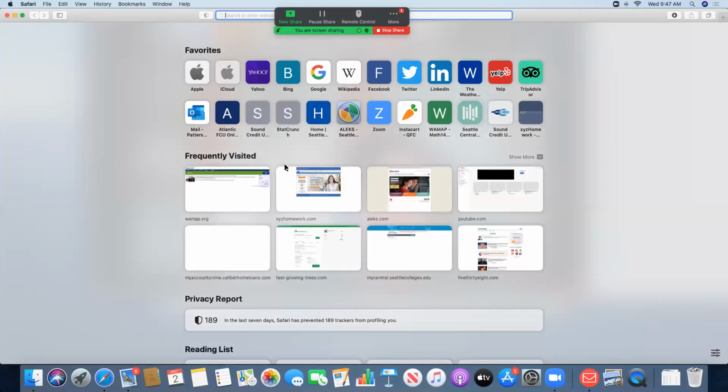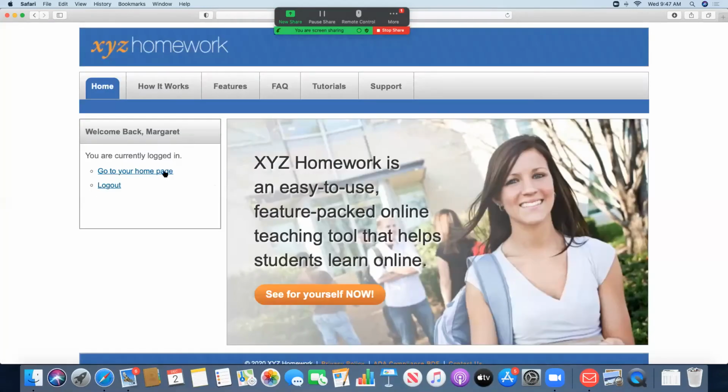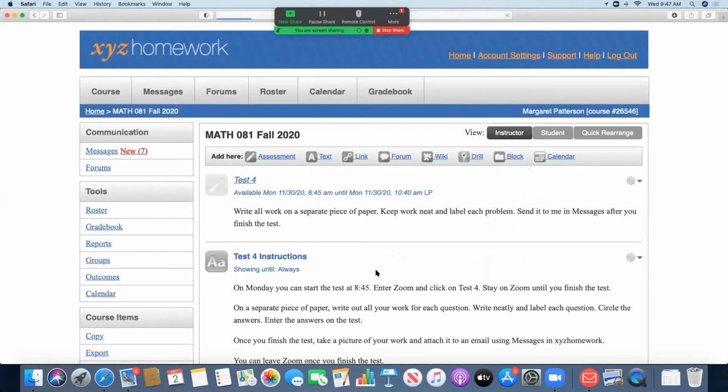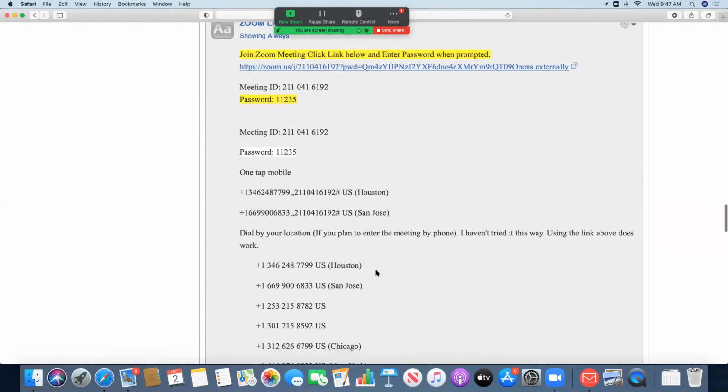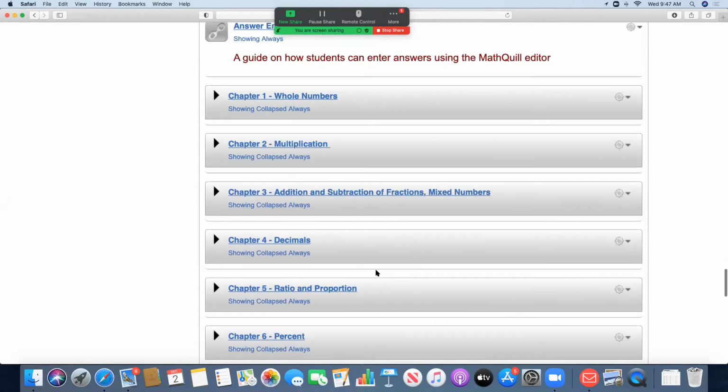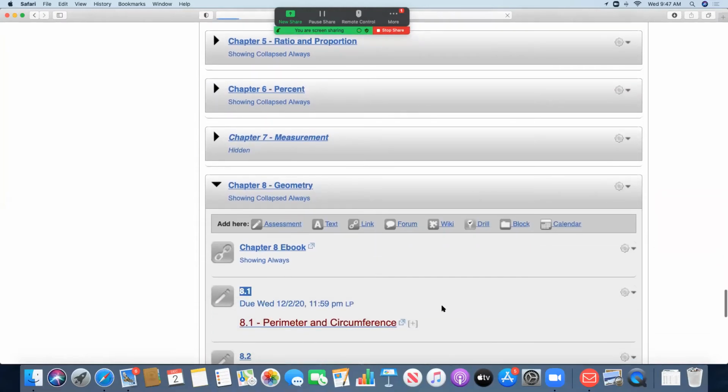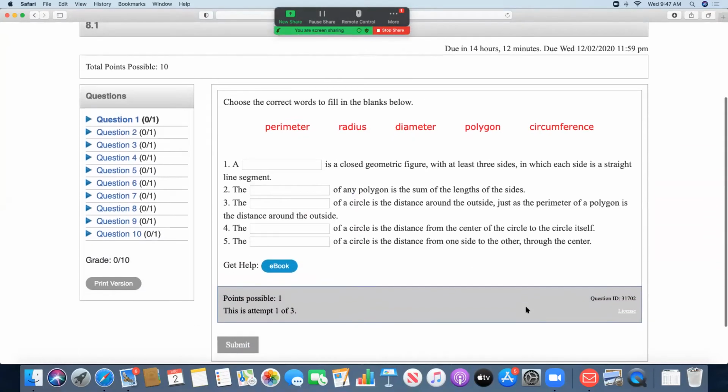But here were some of the problems. This is the homework. Can you see it? Everybody see it? No. Oh, it didn't work? Let me go back. Let me try again. I know how to try again, don't you? Okay. Here it is. Can you see it? Yes. Okay.